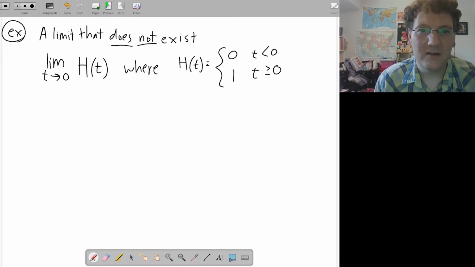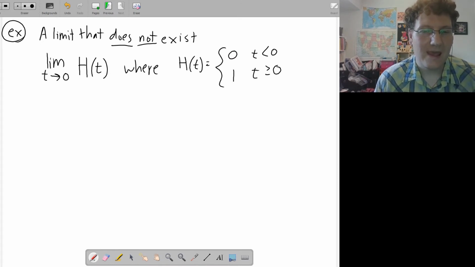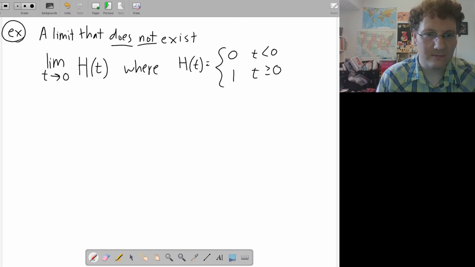Here's an example of a limit that actually doesn't exist. The limit of this function h of t, as t approaches 0, where I'm defining h of t to be equal to 0 for any negative t, and h of t is equal to 1 for 0 or any positive t value. If we were to graph it, it would look like this.